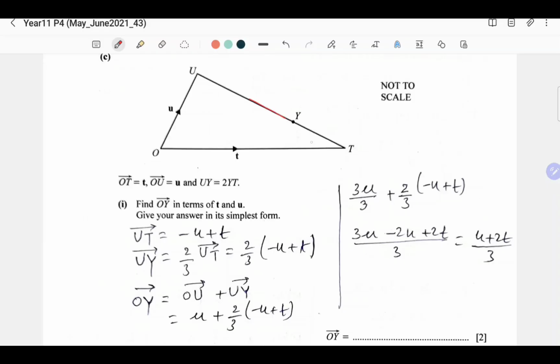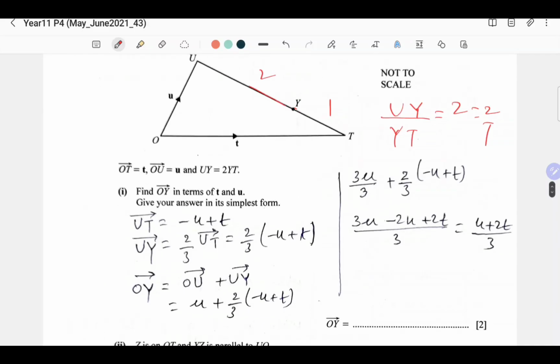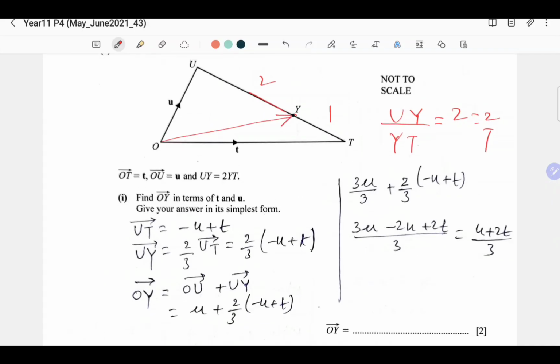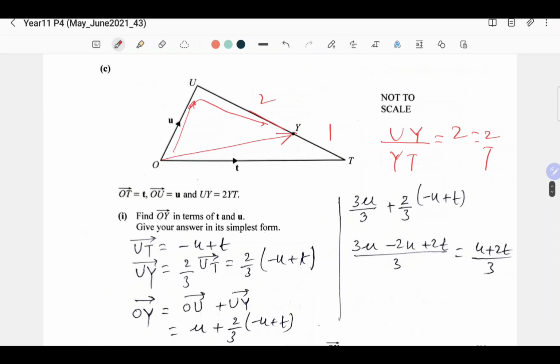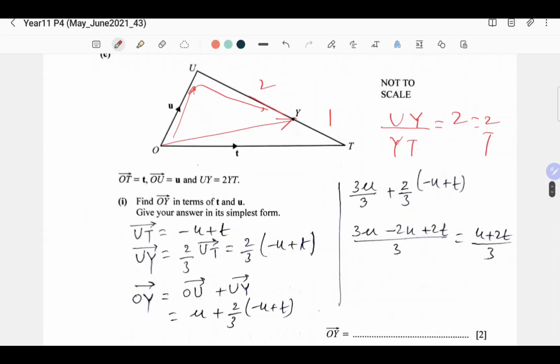C part: from this vector is T, this vector is U, and Y is on UT. UY over YT is 2 over 1. So this ratio is 2 over 1. That's great. Now find OY. We can follow this path and this path. So how can we find OY, guys? Let us understand. Here I have shown.